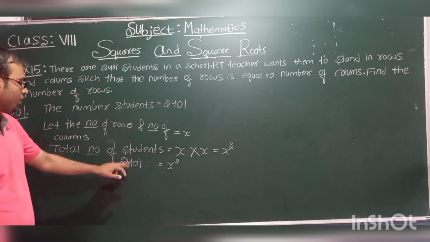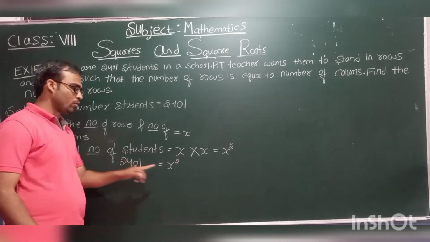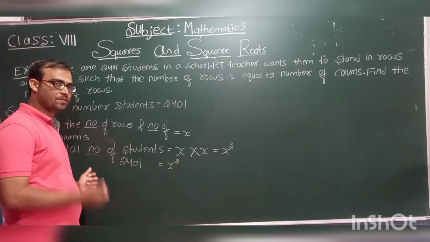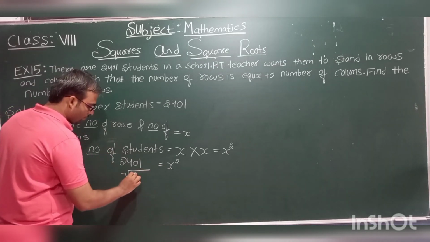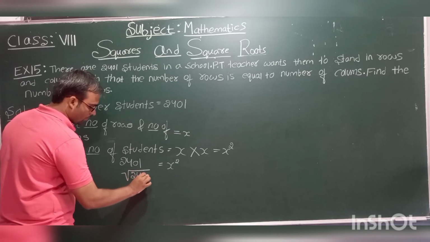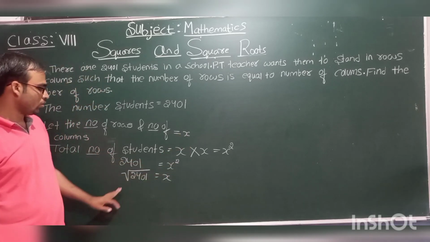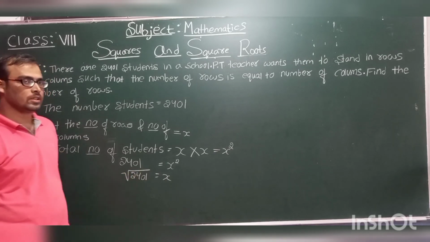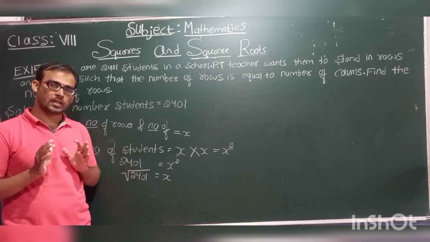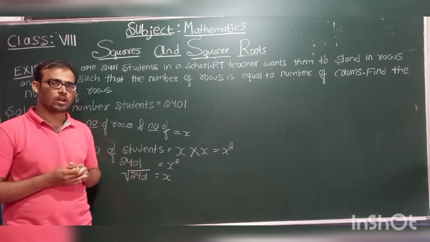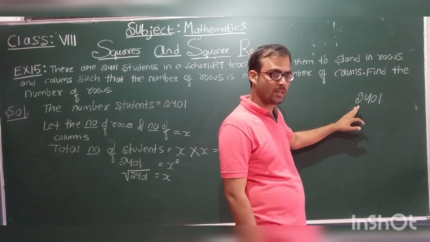So here the total number of students is 2401, and this one is x square. When you transpose this square to the left side, what do you get? Square root. Now x equals the square root of 2401. So when we find the square root of 2401, that will be the number of rows as well as the number of columns. Students, now let us find the square root of 2401 using the division method.